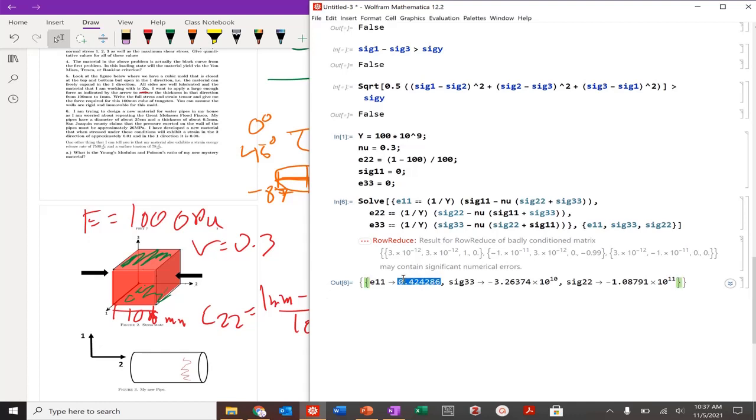Solve that. Does it make sense? Yep, the material is expanding in that direction, compressed in the 3-3 direction, compressed there. Everything's looking okay to me. So we've written out the full stress and strain tensor.